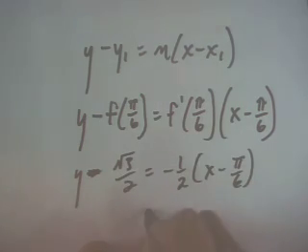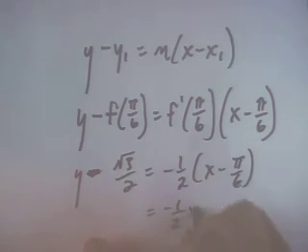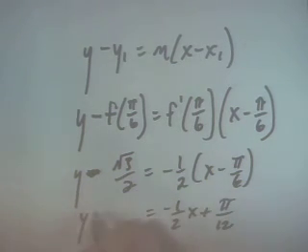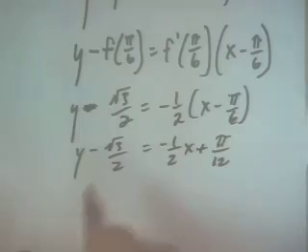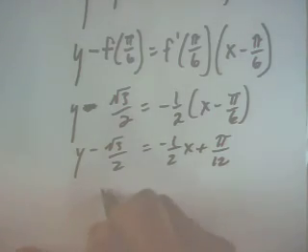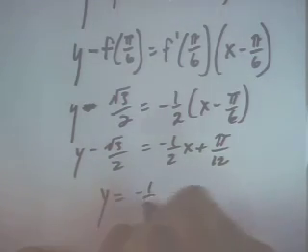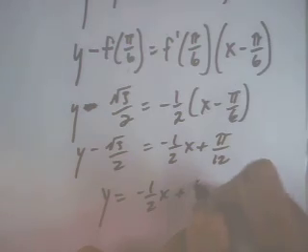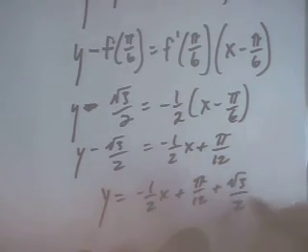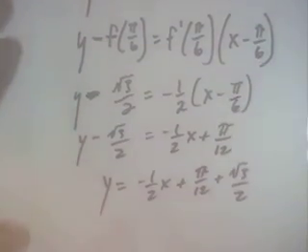I'll distribute the negative 1/2 and get negative 1/2 x plus pi/12, and we still have y minus the square root of 3 over 2 over here. And it's traditional to go ahead and put it in slope-intercept form, so I'll add the square root of 3 over 2 to both sides. We have y equals negative 1/2 x plus pi/12 plus the square root of 3 over 2, and that is the equation of the line.